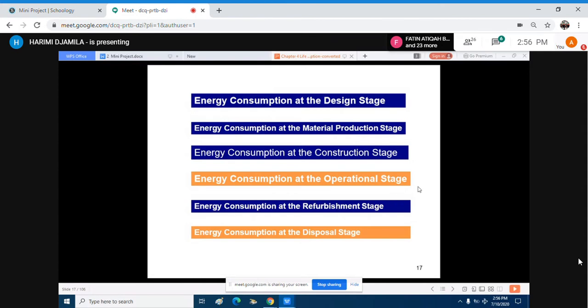Operational stage, as I explained before, is the time the people occupy the building. Refurbishment stage, as I mentioned before, is for example renovation, not necessarily only renovation, but redecoration. Probably you will change the space from the functional aspect of the space, etc. And we have the disposal stage, to get rid of the building material.